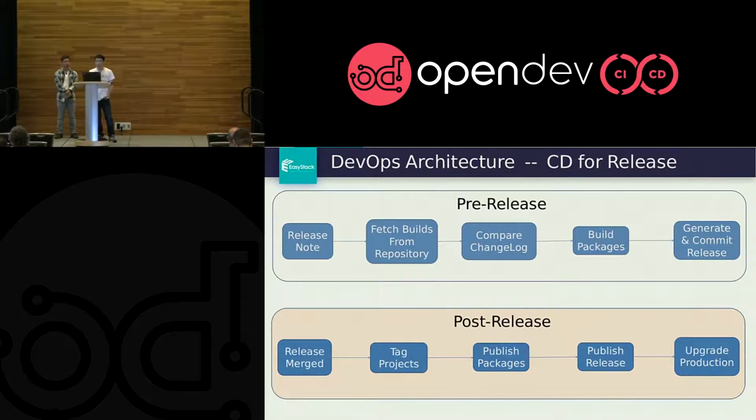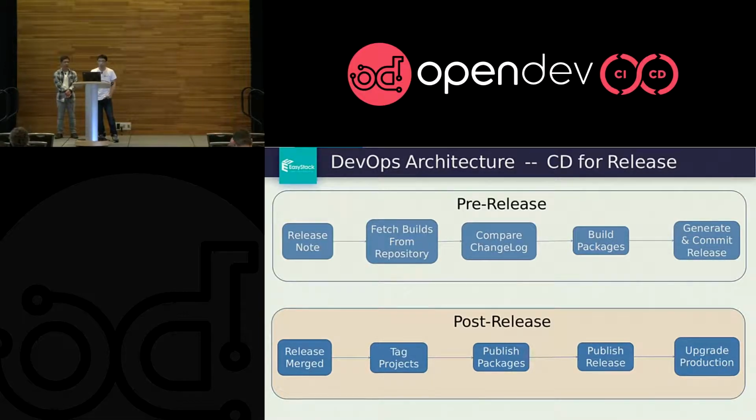We compare the changelog. If it passes, we build the packages, for example the RPM packages and the image packages. The last step is to generate and commit our release file to the releases project. We are leveraging the community releases project to do the CD for release. Then, if the release commit is merged, we do the post-release things.